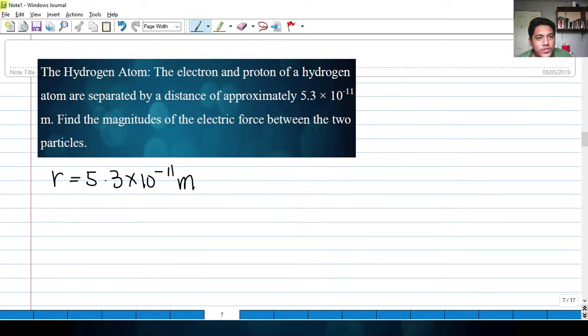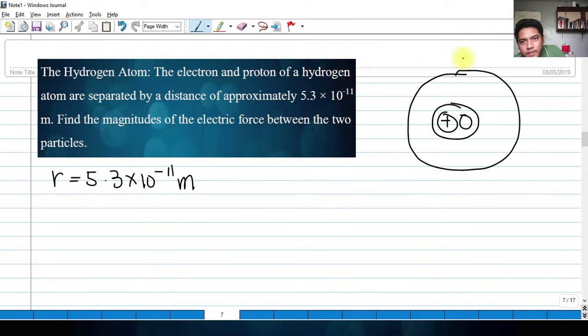So what is the charge here? If we draw the problem, we have the electron and the proton of a hydrogen atom. This is the nucleus of the hydrogen, the proton, and surrounding it is the electron. The distance between the electron and the proton is what we call R. We are asked to find the magnitude of the electric force between the two particles.